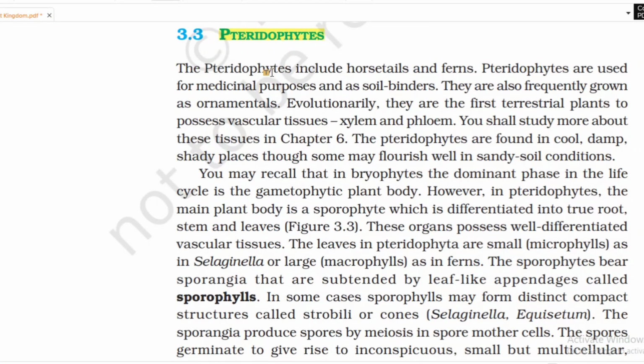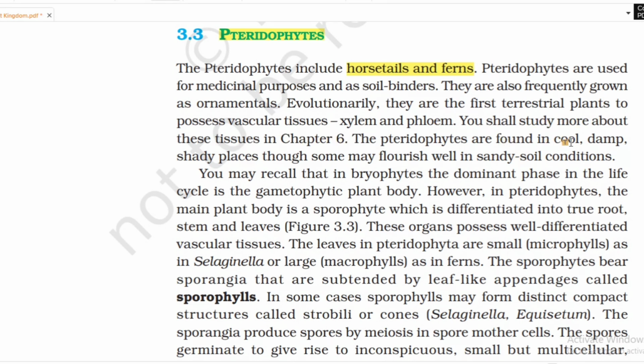Pteridophytes. Pteridophytes include horsetails and ferns. Pteridophytes are used for medicinal purposes and as soil binders. They are also frequently grown as ornamentals. Evolutionarily, they are the first terrestrial plants to possess vascular tissues, xylem and phloem. You shall study more about these in chapter 6.